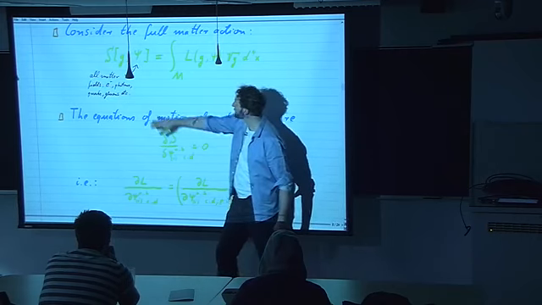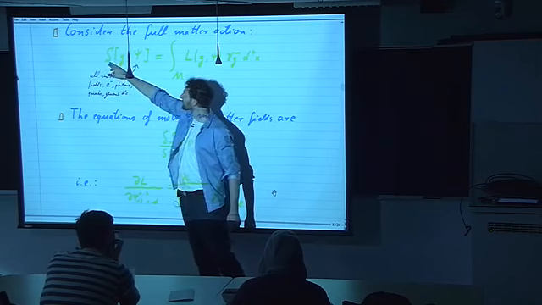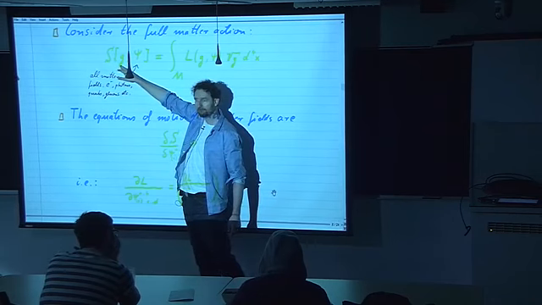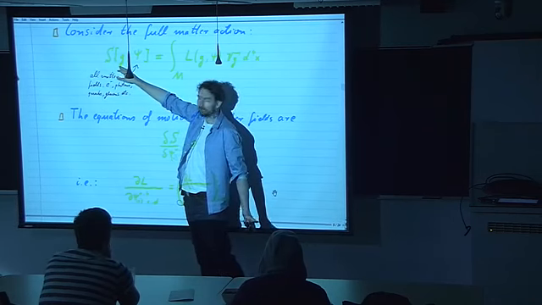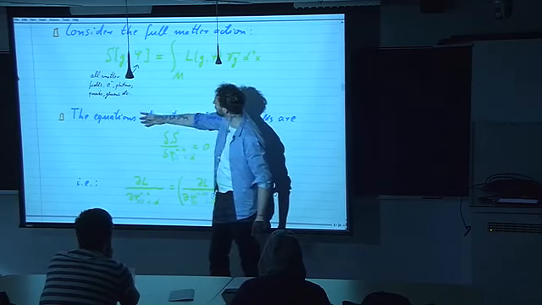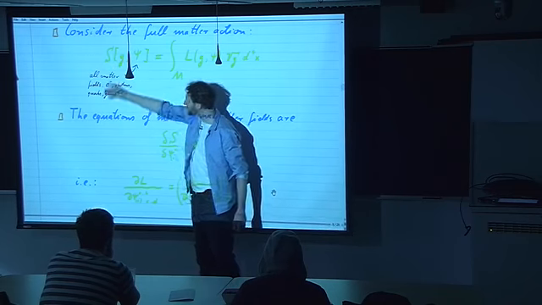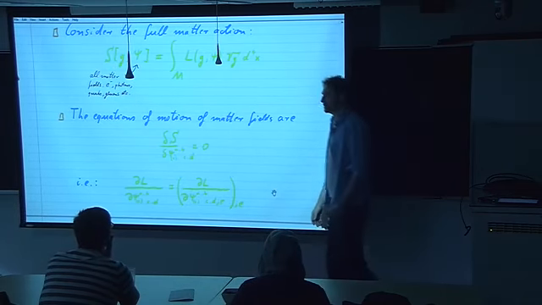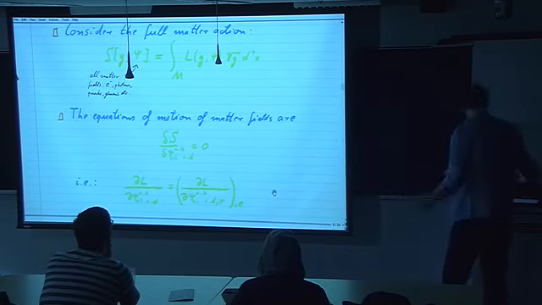Do we get the dynamics of space-time by differentiating the action with respect to g? That would be really nice, right? Take the action, differentiate it with respect to psi, get the matter equations of motion. Differentiate it with respect to g, get the equations of motion of space-time. Let's see if that works.